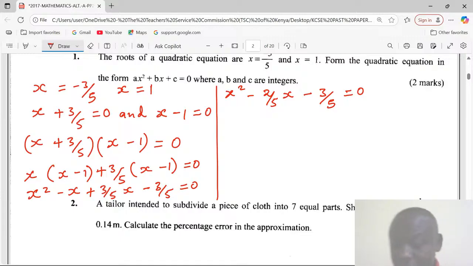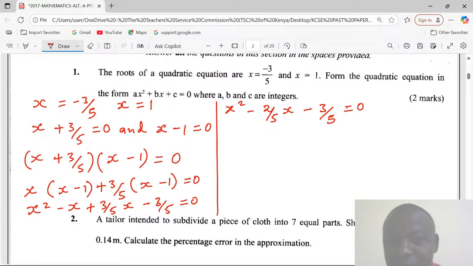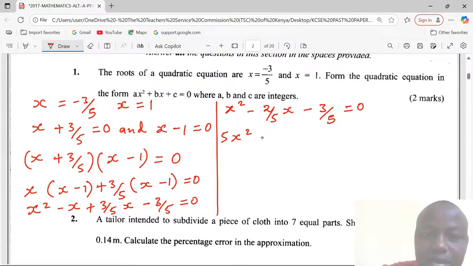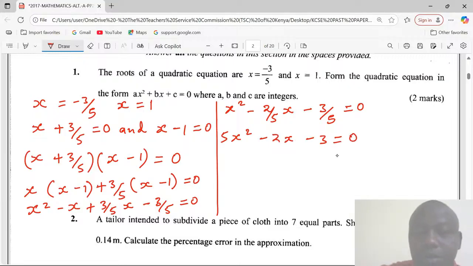So now we have already gotten the equation. But is it in the format that the examiner demanded? Not really. So we have to make it the format that the examiner wants. We are supposed to do away with the fractions by multiplying by the LCM of the denominators. The denominators here are both 5, so we shall multiply every term by 5. x squared multiplied by 5 becomes 5x squared, then minus 2x minus 3 equals 0. So now this is the final answer.